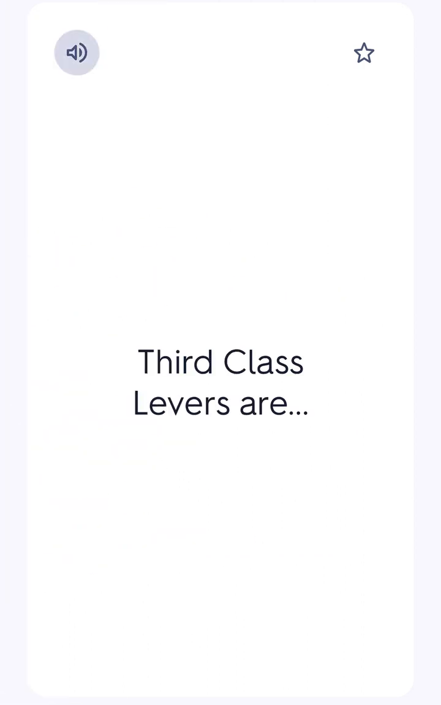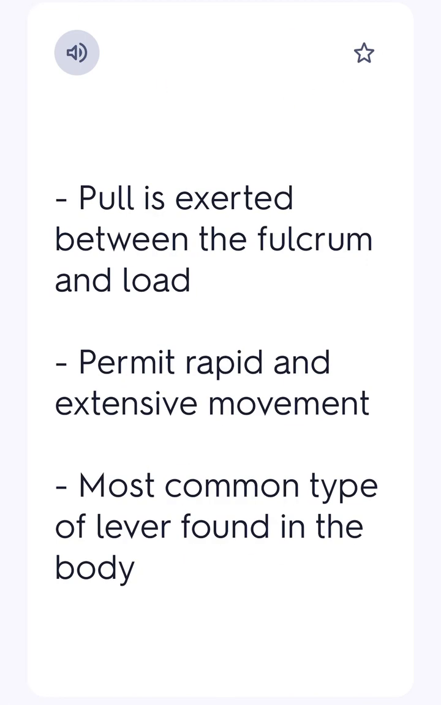Third-class levers are: pole is exerted between the fulcrum and load, permit rapid and extensive movement, most common type of lever found in the body.